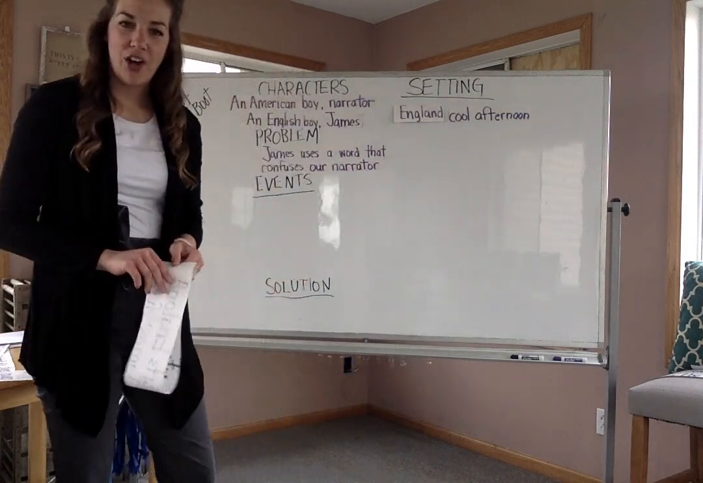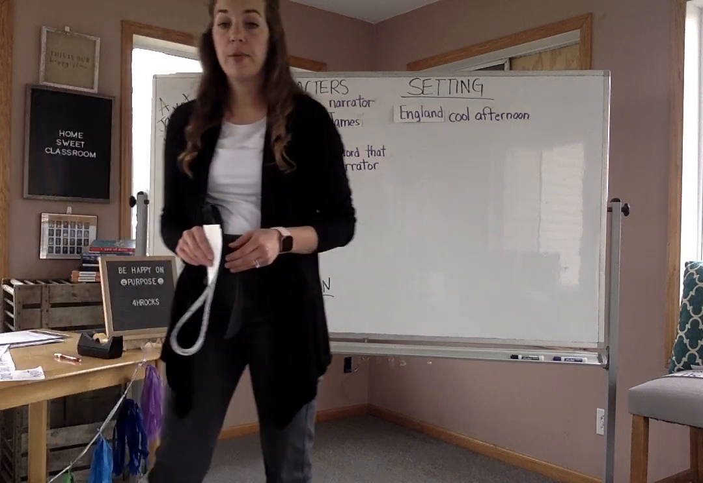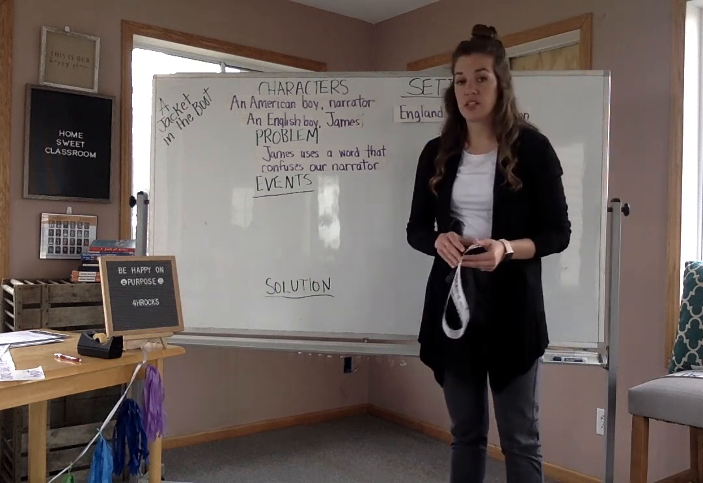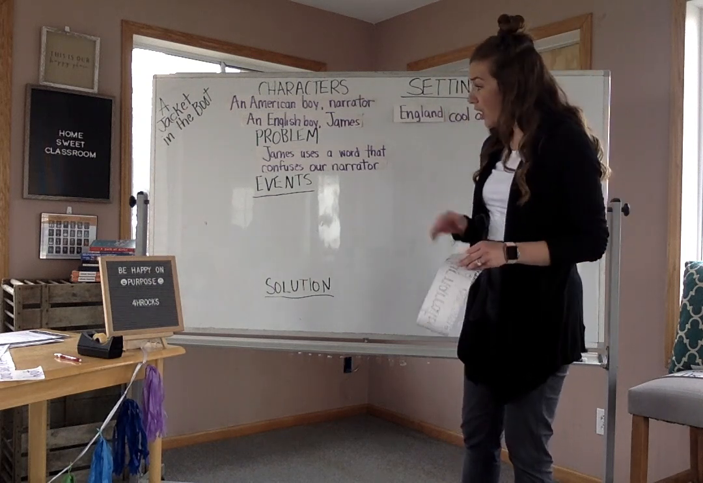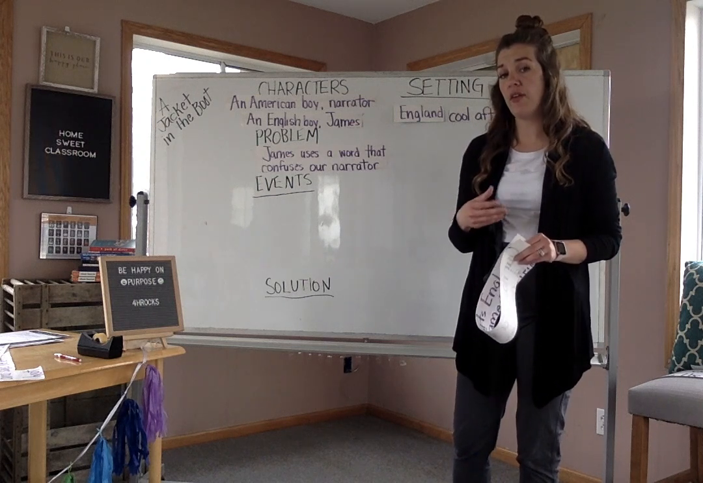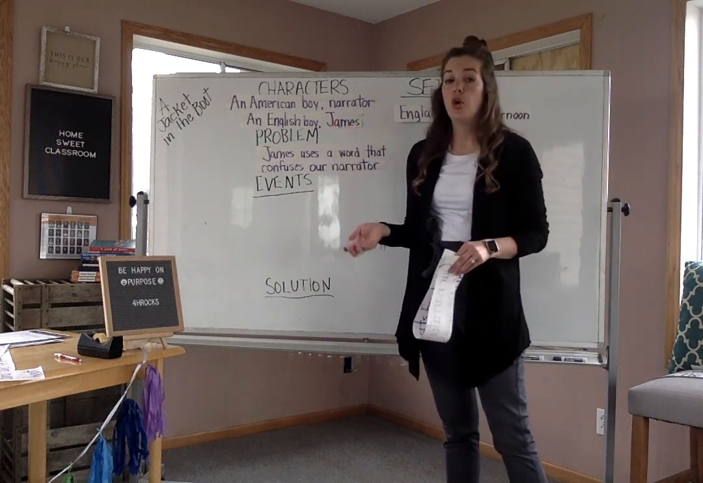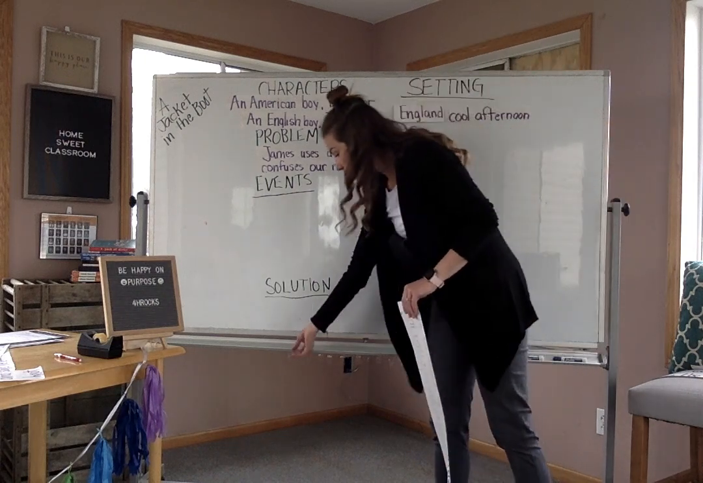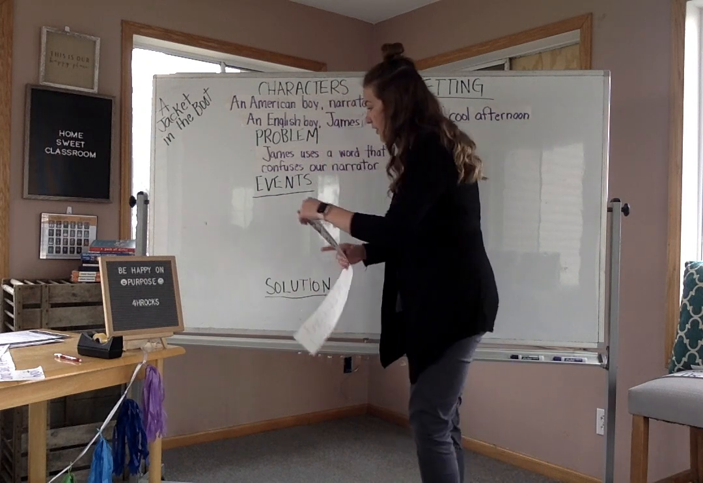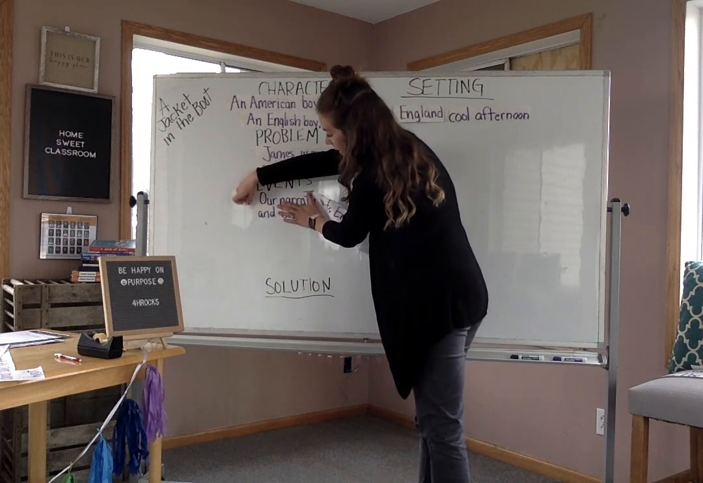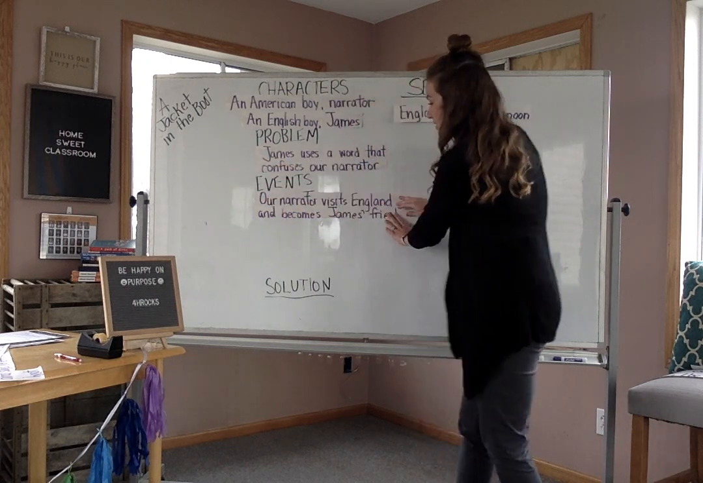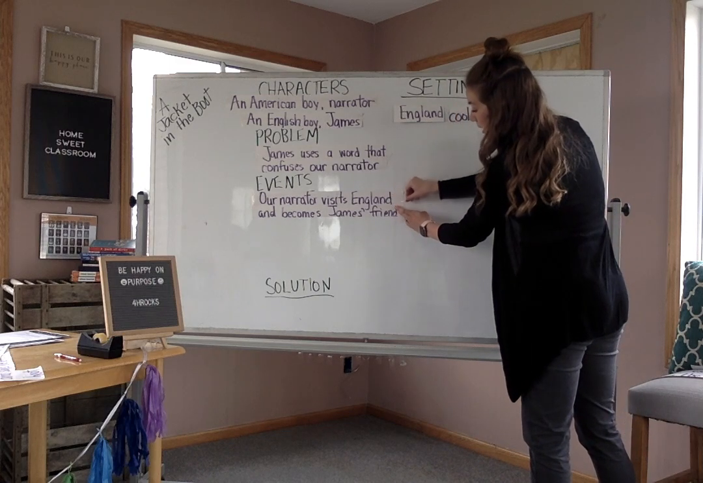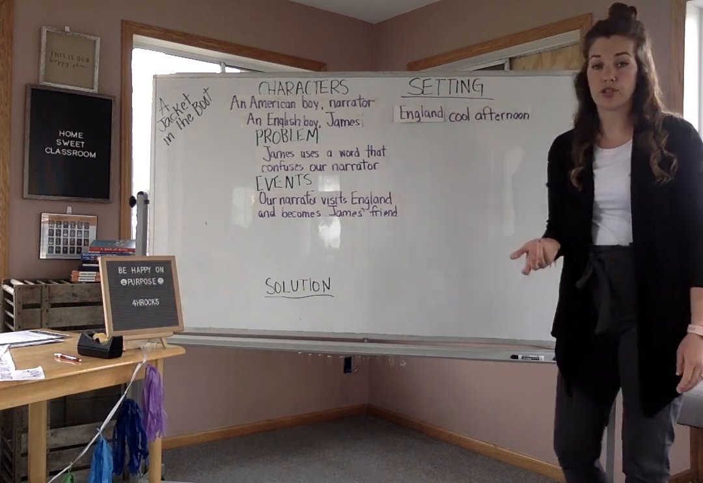Okay, welcome back. Our job now is to identify some of the very important events that have taken place in A Jacket in the Boot. When I'm thinking back to the beginning of our story, I think it's extremely important to note that we have a boy from America who has traveled to England to visit friends. So that is the first event that I am going to list underneath events on our graphic organizer: our narrator is visiting England, and he has also become friends with our other character, James.